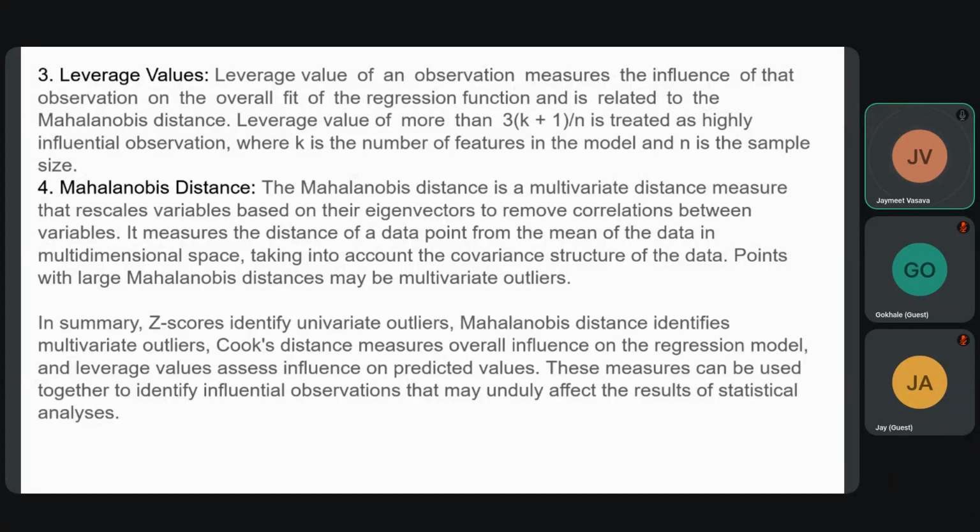So to summarize, z-score identifies the univariate outliers, Mahalanobis identifies the multivariate outliers, Cook's distance measures the overall influence on the regression model, and the leverage values assess the influence on predicted values. And these measures can be used to identify the influential observations that may unduly affect the results of a statistical analysis.